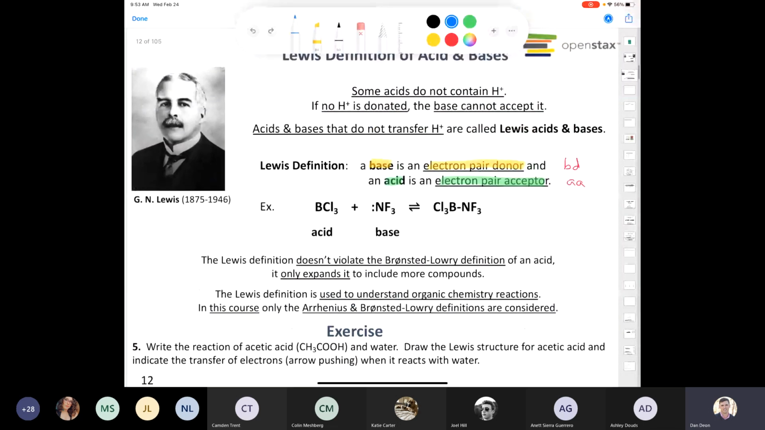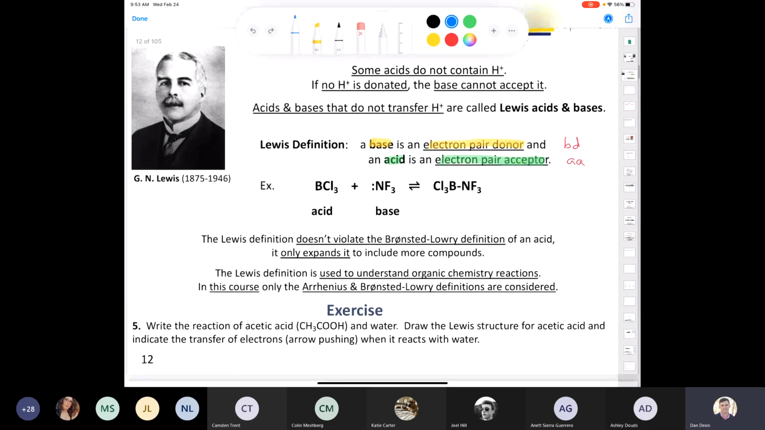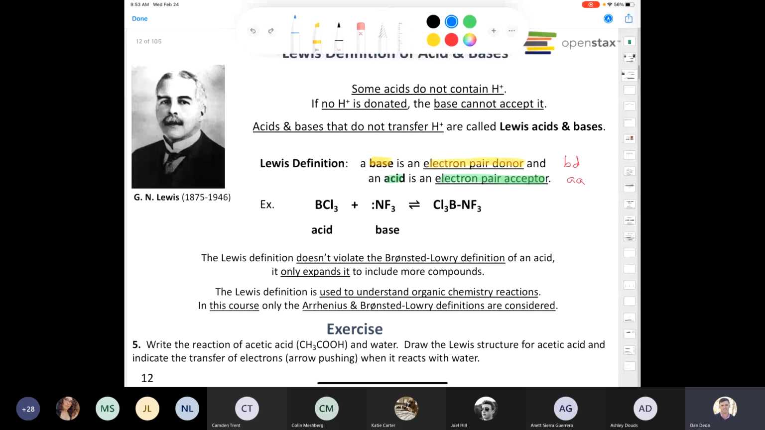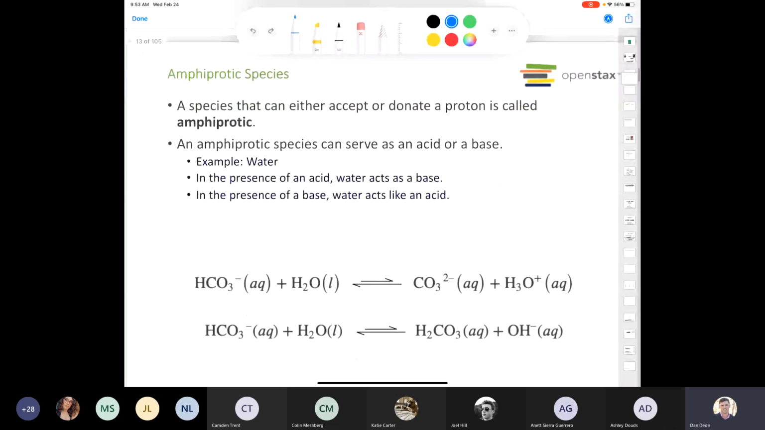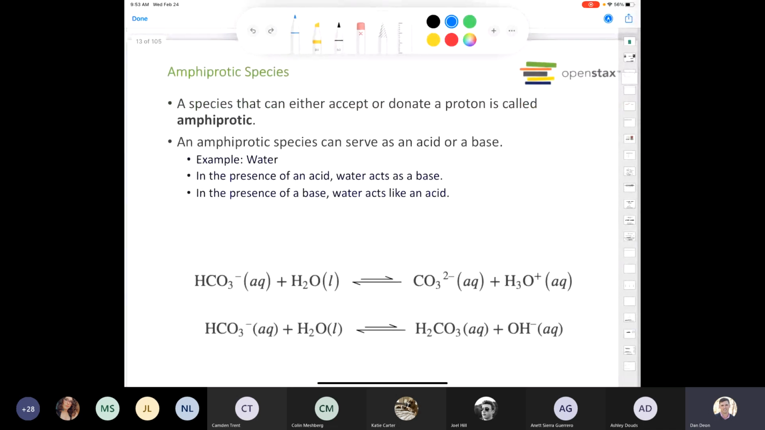I'm going to skip question number 5 right now, which says write the reaction for acetic acid and water, draw the Lewis structure of acetic acid, and show the transfer of electrons. We'll come back to that later. There's other things I want to talk about today, and we'll come back to question number 5 when we have more time.